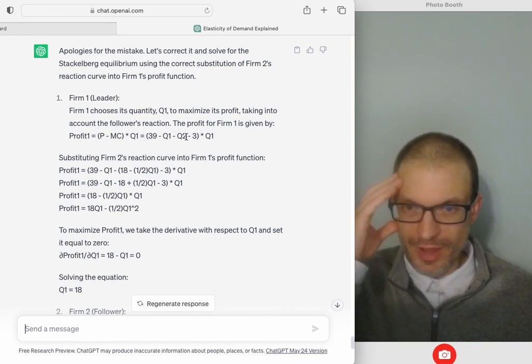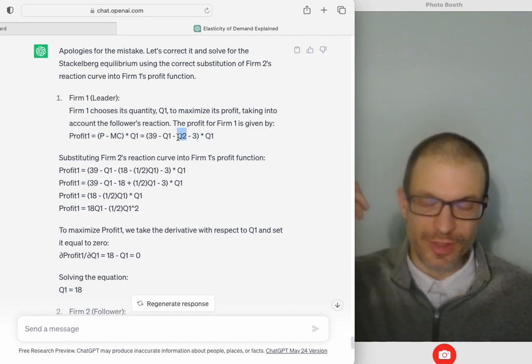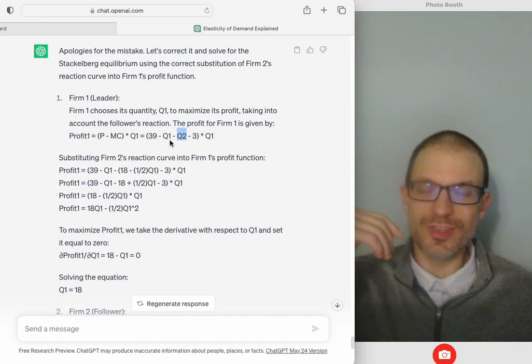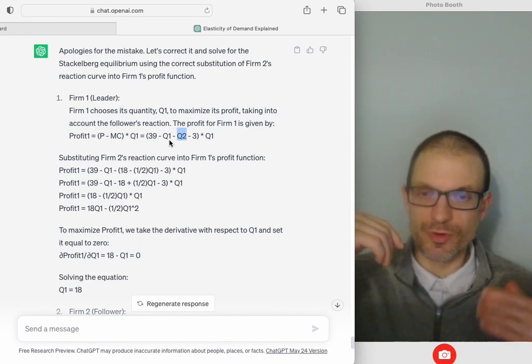So it started off with the leader. Here's Q2, only for the leader, it's going to know. So the way Stackelberg works, it's sequential. It's another oligopoly, but the difference between Cournot and Stackelberg is with Cournot, they're choosing simultaneously, meaning the two firms don't observe each other's choice before they make their own.